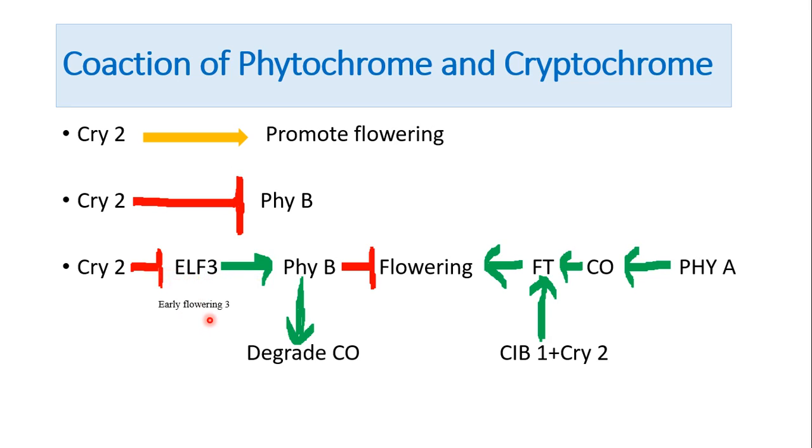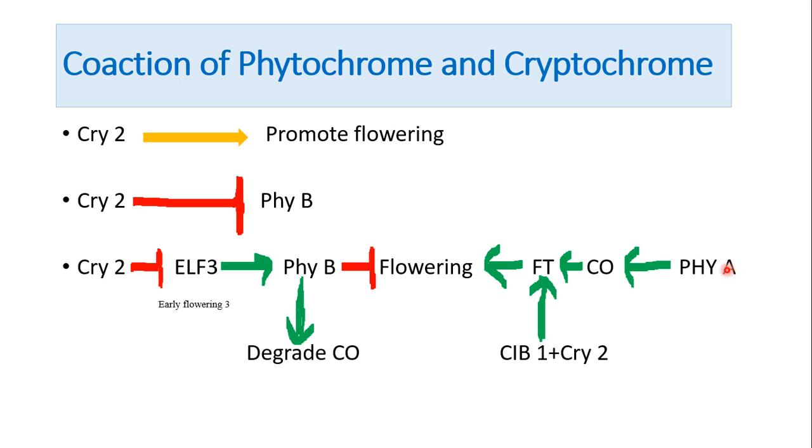ELF3 is early flowering 3. So ELF3 is needed for the production of phytochrome B. What Cry2 will do is inhibit ELF3. So if ELF3 is inhibited, there will be no phytochrome B. So it will induce flowering. Similarly, phytochrome A will promote flowering. Phytochrome B will inhibit flowering and phytochrome A will promote flowering.